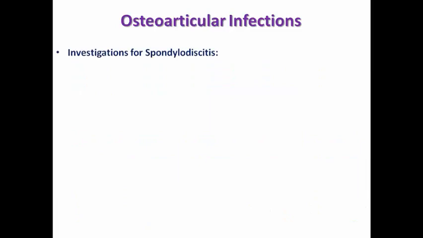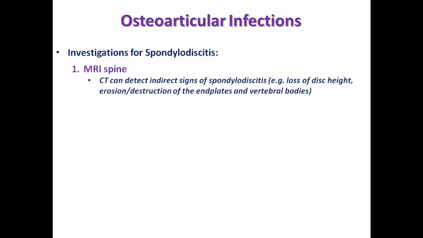So what are the investigations that you are going to ask for spondylodiscitis, for example? MRI is the gold standard, but if it is not available, you can arrange for CT, which can detect the indirect signs of spondylodiscitis, but not as accurate and sensitive as MRI. If they are not conclusive, you can arrange for PET CT.